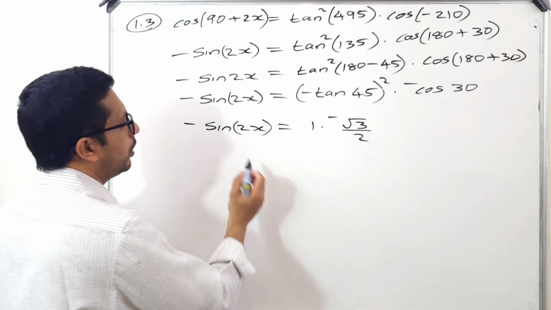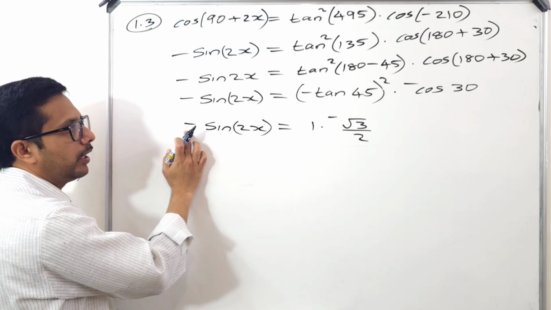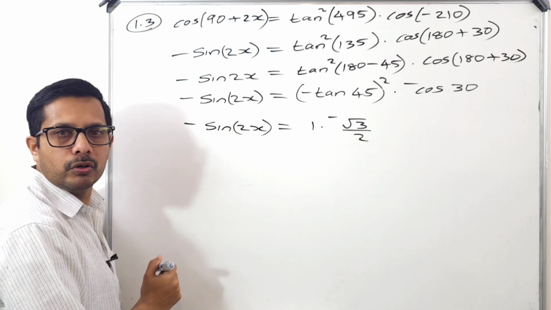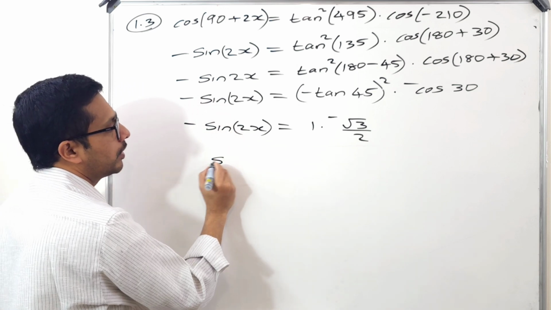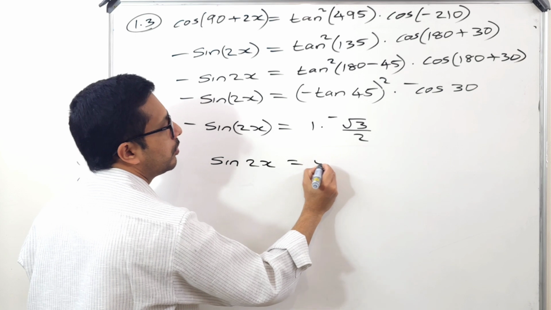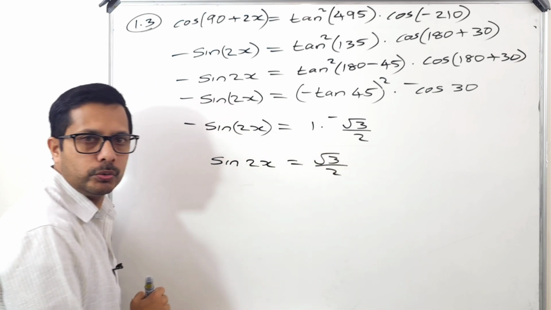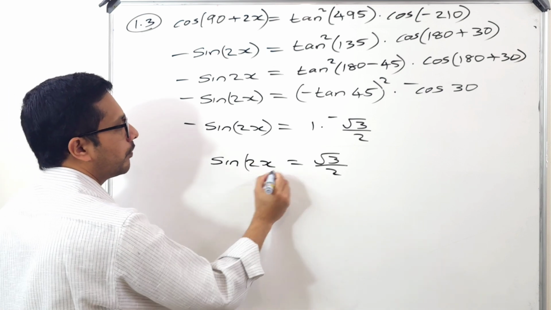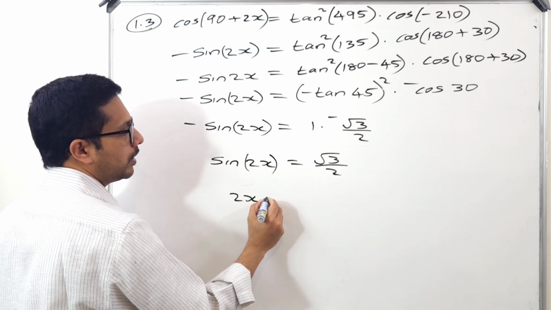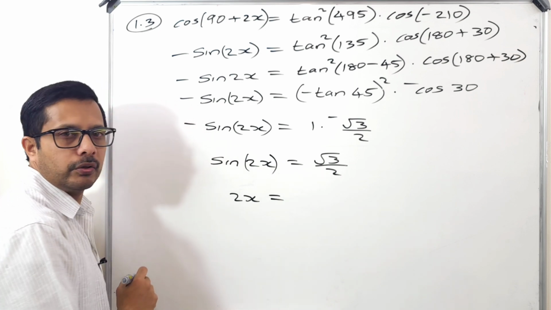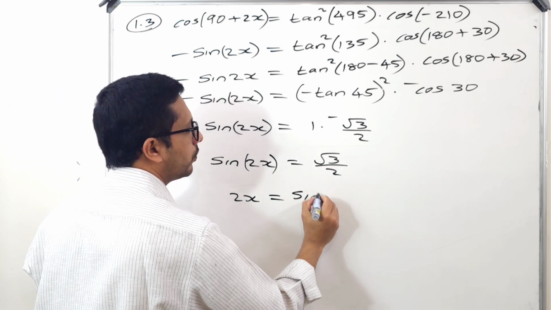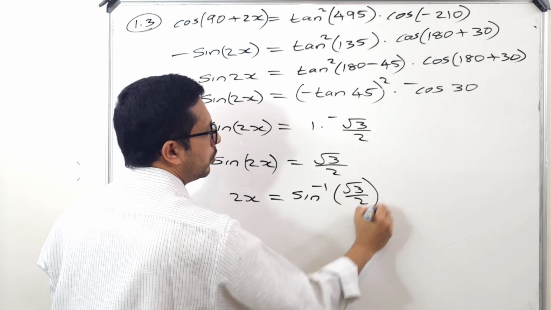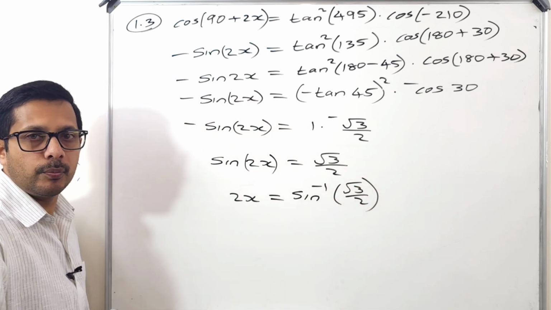Now look at this. Left hand side there is a minus. Right hand side there is a minus. So if I divide both sides by a negative, is it not going to be positive? So how can you write sine 2x is equal to positive square root of 3 by 2? 1 into square root of 3 by 2, that is 1. So from here, what is this 2x? 2x is equal to, how can you write, sine inverse of square root of 3 by 2? Am I right, guys?